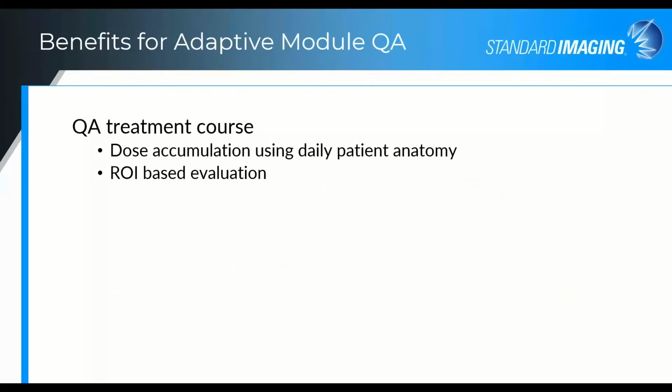So what are the benefits for the adaptive module in particular? It's QA throughout the treatment course. The dose accumulation is calculated based on the current patient anatomy using relevant anatomical volume-based pass-fail criteria for the regions of interest. And with that, I'm going to give a real brief overview of the software.